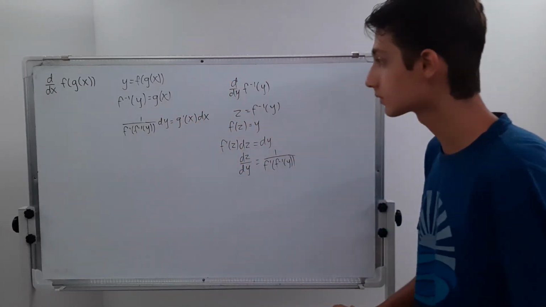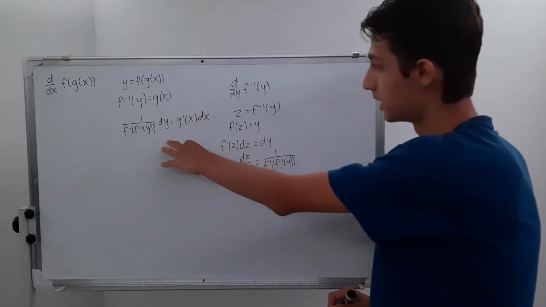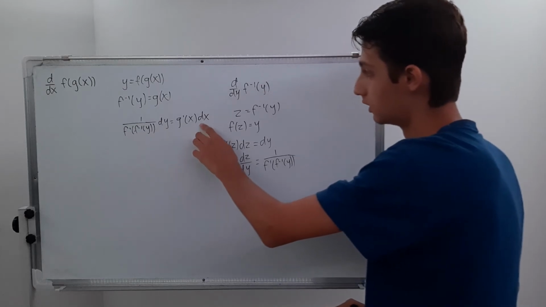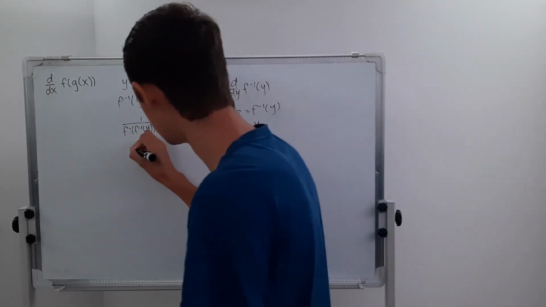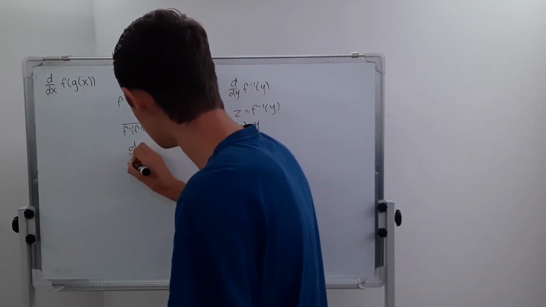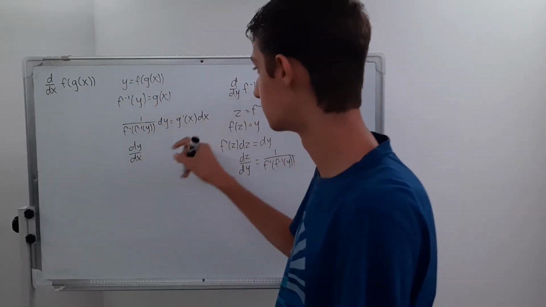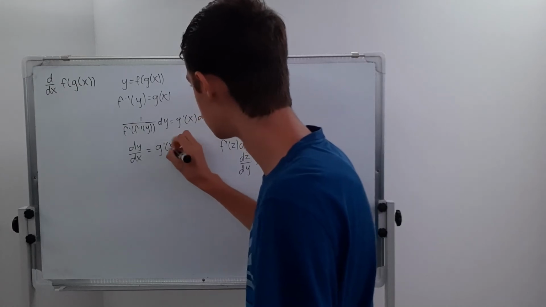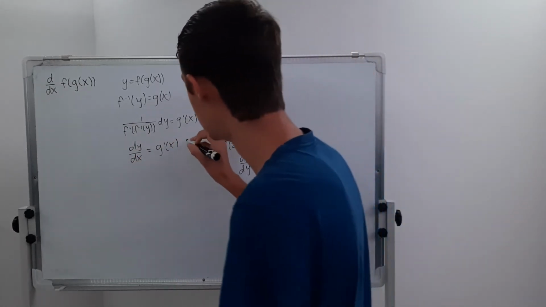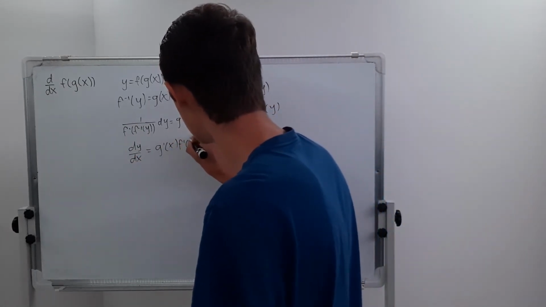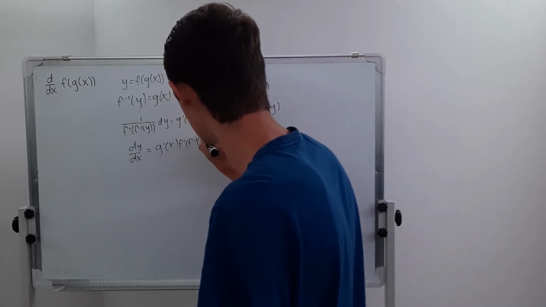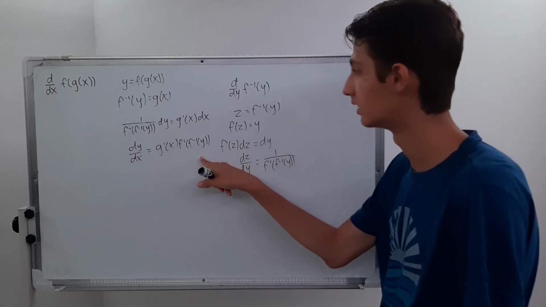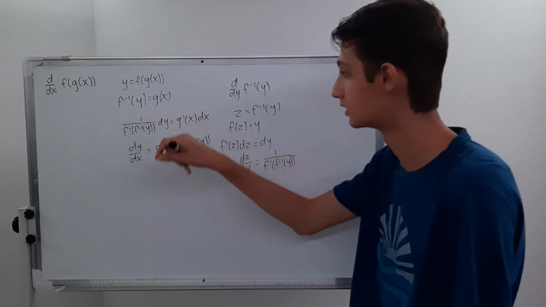So now what? We need to isolate dy dx, so what we're going to do is divide by dx, so we get dy divided by dx, and that's going to be g prime of x, and since we're dividing here, we're just going to multiply, get times f prime of f inverse of y. But what's f inverse of y? Well, that's g of x. F inverse of y is g of x.